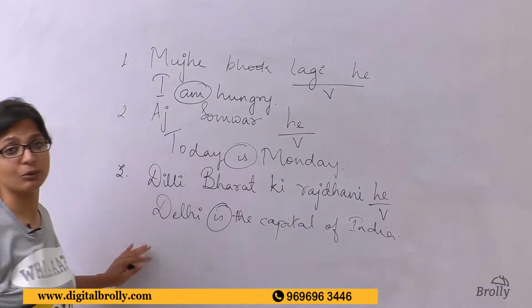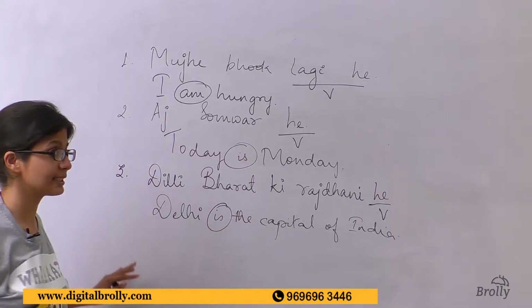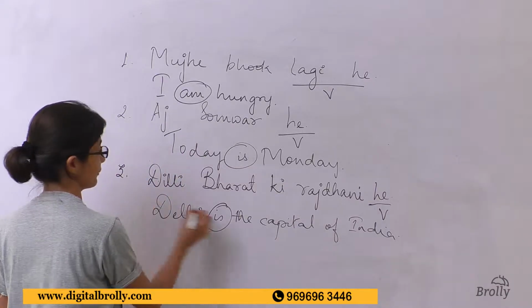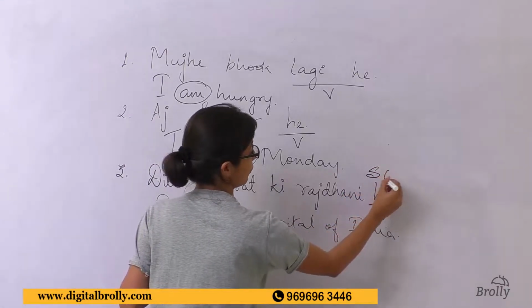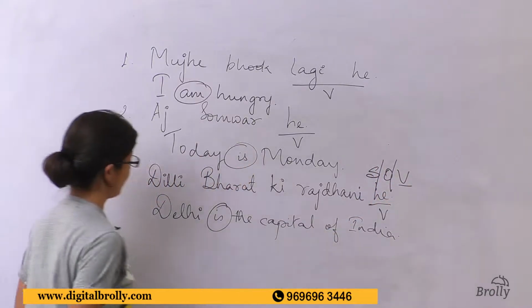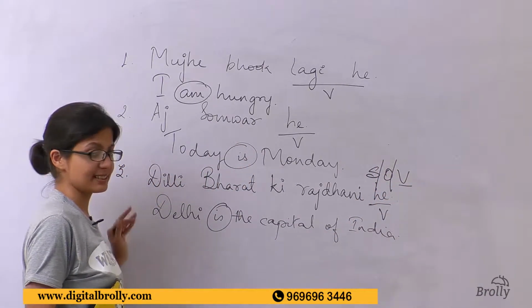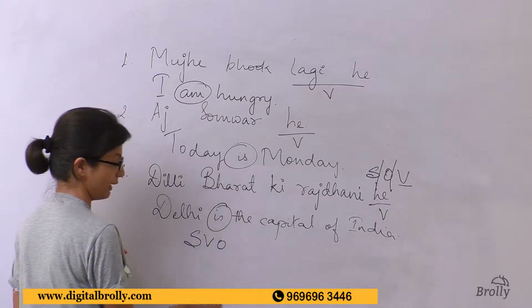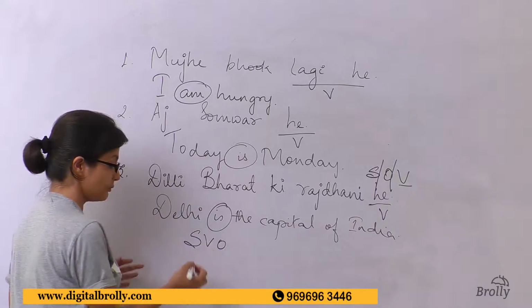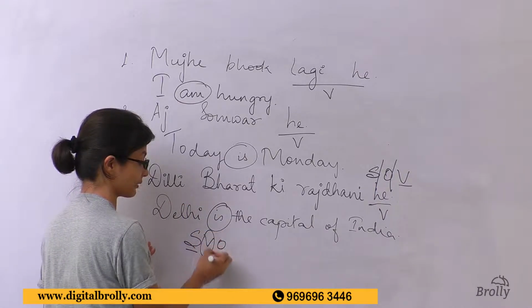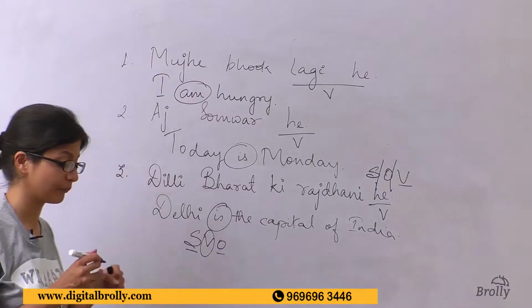Now, what I want you to understand is, while Hindi sentences are of this order, S-O-V, that is subject, object and verb, English sentences are of a very different order, that is S-V-O, where the subject of the sentence is the first item in the sentence, followed by the verb and finally the object.